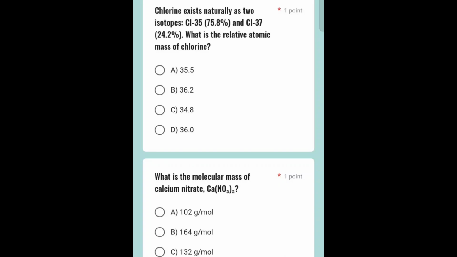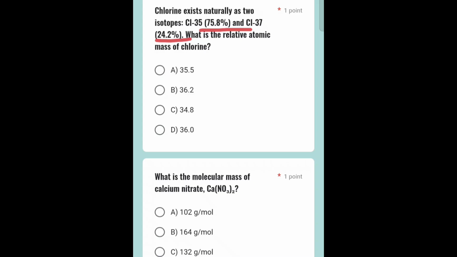So today we are discussing some MCQs related to Avogadro's number, mole concepts and stoichiometry. So the first question says the percentage of two isotopes of chlorine is given. So how will you find the relative atomic mass?